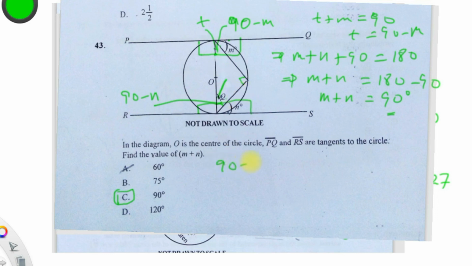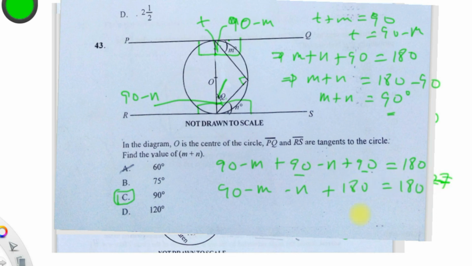So we have 90 minus M plus 90 minus N, then plus this 90 plus 90 gives us 180 degrees. Have you seen? So we have 90 minus M, and then this 90 plus 90 will give us 180. Then this is minus N. So we have minus N plus 180 is equal to 180. Forget about this one. Okay, so we have 90 minus M minus N is equal to 180 minus 180. So what does it imply? It implies that 90 minus M minus N is equal to 0.